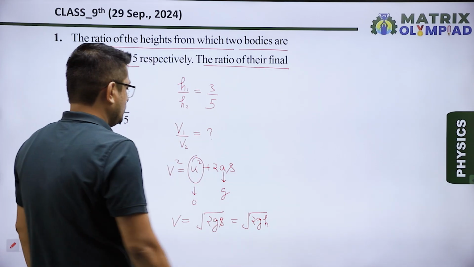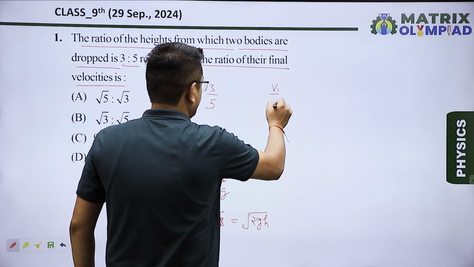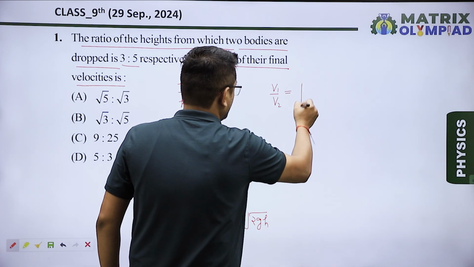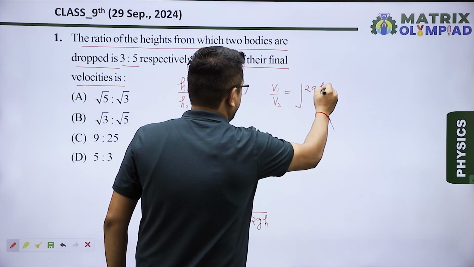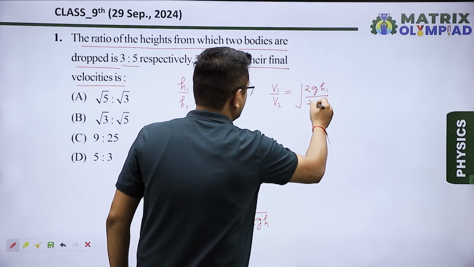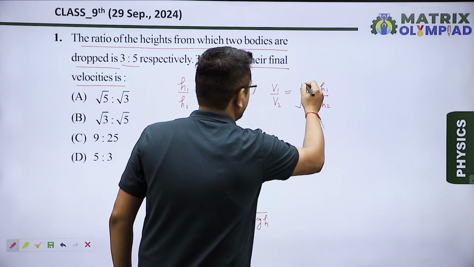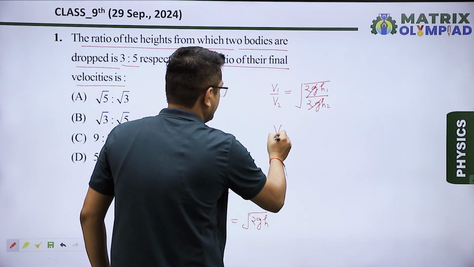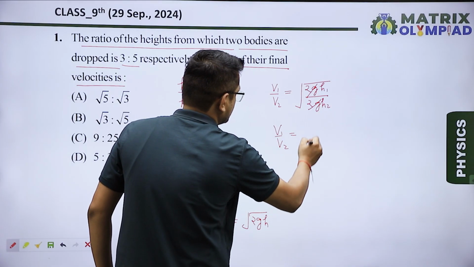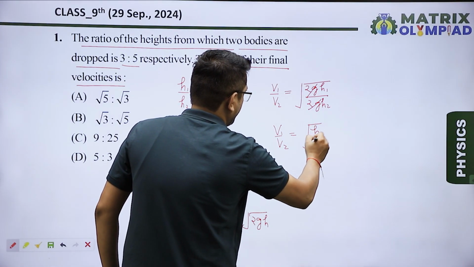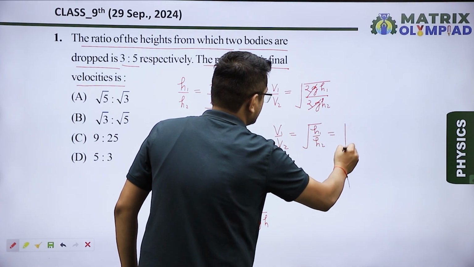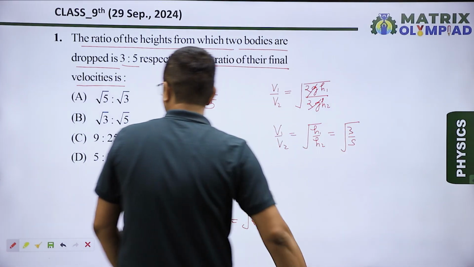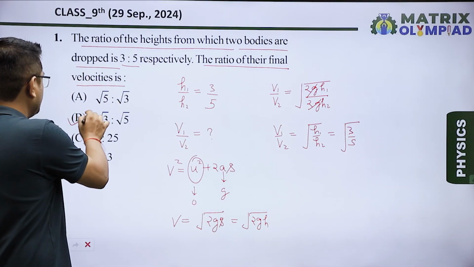So for v1 upon v2, I am writing root 2gh1 divided by root 2gh2. So 2g and 2g will cancel, and it will become v1 upon v2 equal to root h1 upon h2, which is equal to root 3 upon 5. So our correct answer will be option B.